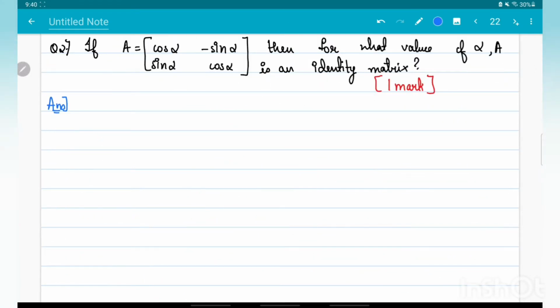Now let's see our second question, and this is also a previous year question which carries 1 mark. The question says that they have given us a matrix A, and this matrix is of order 2 by 2, since there are 2 rows and 2 columns. So the order of the matrix is 2 by 2. They have asked for what value of alpha A is an identity matrix.